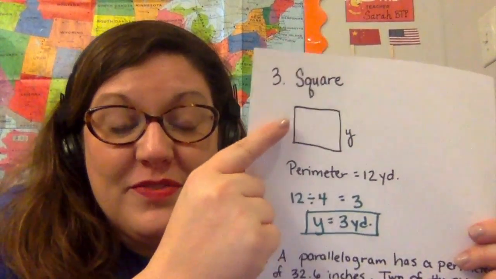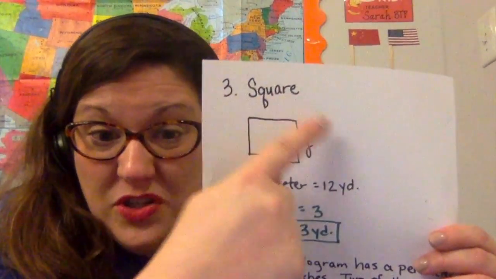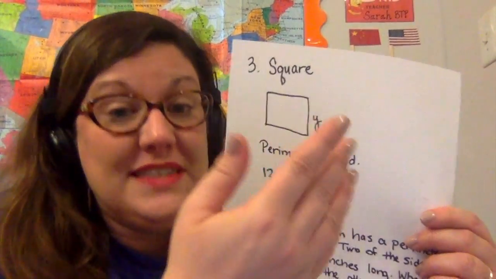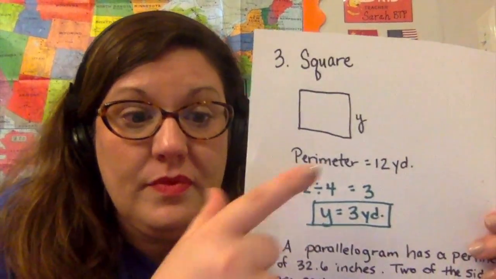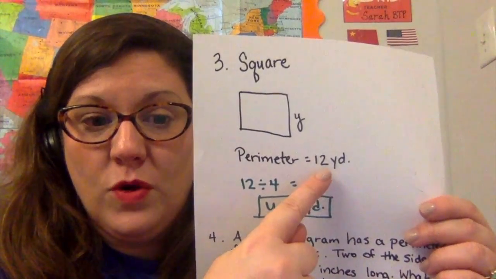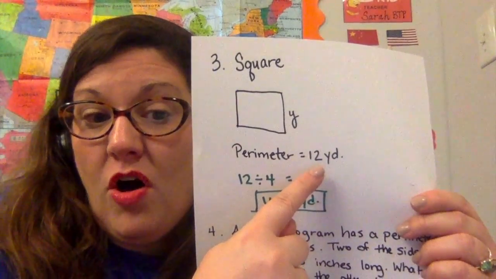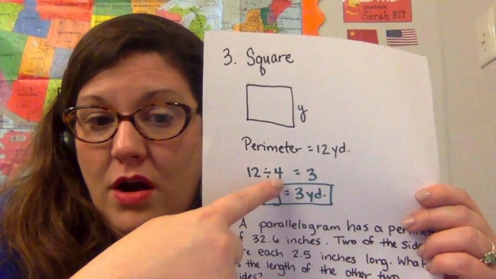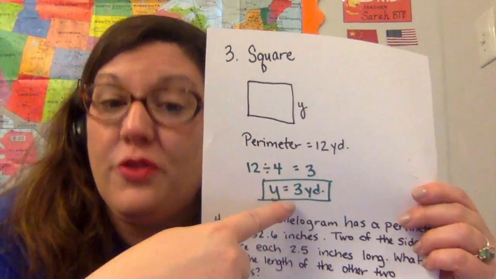Okay, so third, let's take a look at this square. Here they gave me a square, but they didn't give me any numbers on the square. They just said that the side length is y. Well, since it's a square, all four sides are the same length. But they did tell me the perimeter, or the sum of all four sides, is 12 yards. Since the sum of all four sides is 12, I could divide the perimeter by 4 and find that the length of one side would be 3 yards.